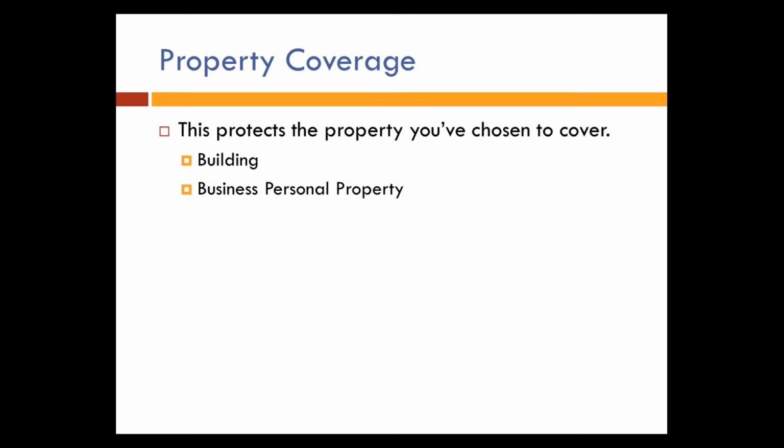Property coverage. This protects the property. It protects the building, protects the company's property within the building. So the building itself, obviously, something happens to it. It burns down, lightning strike, starts a fire, there's bad wiring, whatever it is. That is going to be covered in your property coverage.